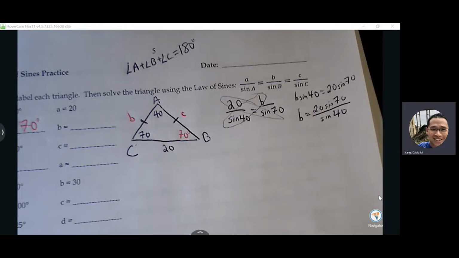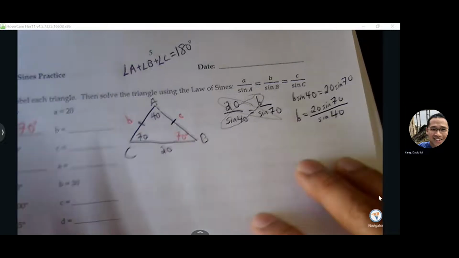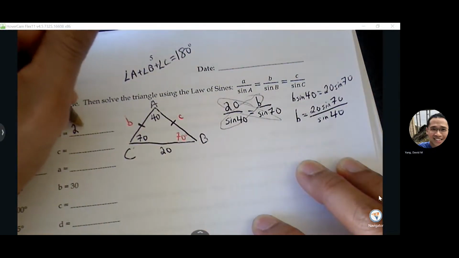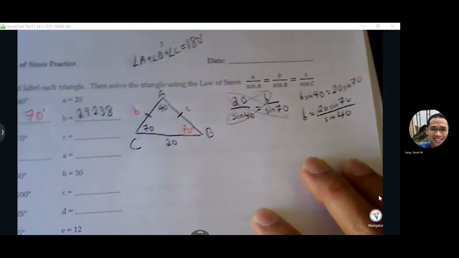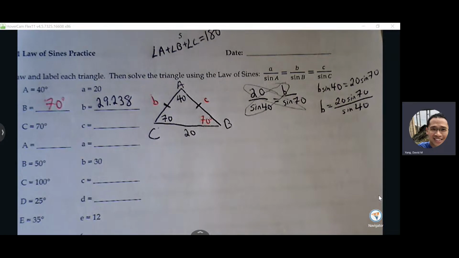Let's round to three decimal places. So if I know side B is 29.238, what do I know about C? Same. Yeah.